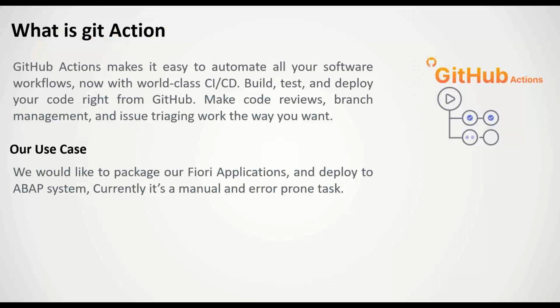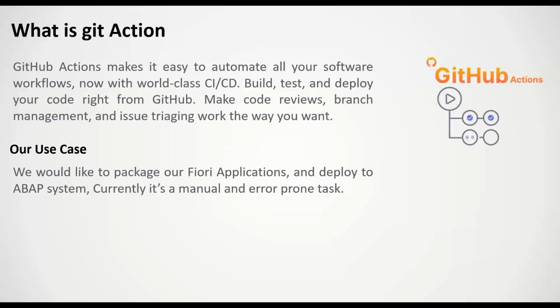So Git Action, GitHub Actions makes it easy to automate all your software workflows, whether it is about unit testing, integration testing, triggering a third-party test, deploying your applications, building the CI/CD pipelines. Everything can be automated using Git Action. You can build, test, and deploy your code right from the GitHub. As GitHub is the world's biggest code repository these days, all the ABAP developers and UI5 developers are also using Git to store their source code and manage the lifecycle, including conflicts and commits.